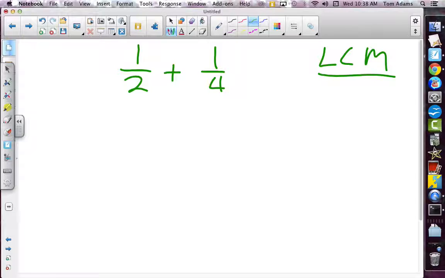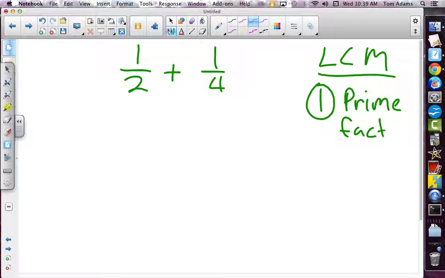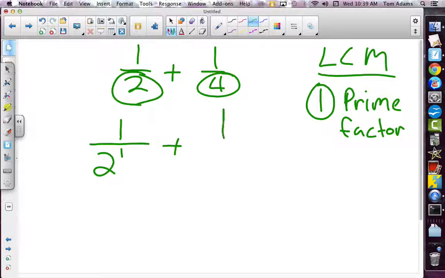Now this is a very formal way to do this. We all know that the common denominator is 4, and when you're in like 2nd or 3rd grade, they tell you what number 2 and 4 go into. But technically, the first step in finding the lowest common multiple is to do what we call prime factorization. Basically I have a 2 and a 4. Well, this could be written as 1 over 2 to the first power, and this could be written as 1 over 2 squared.